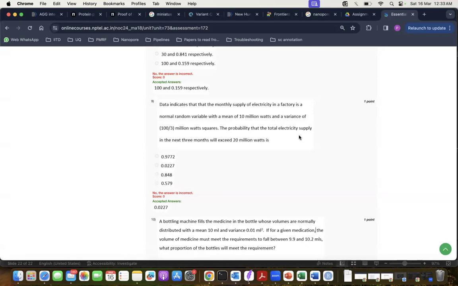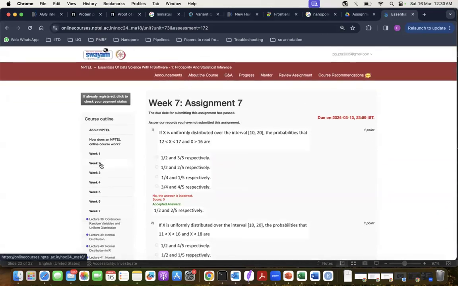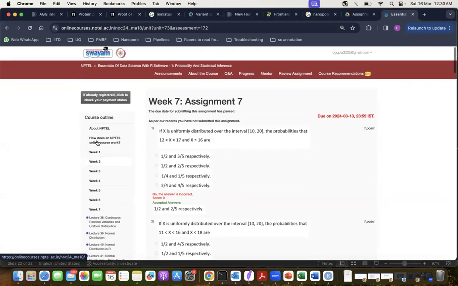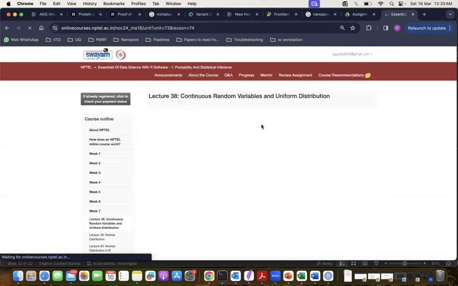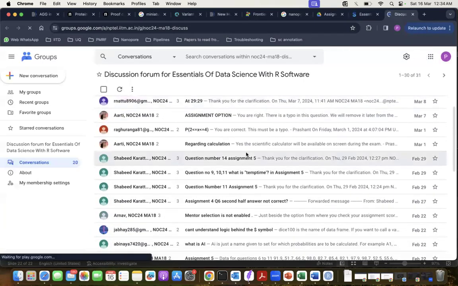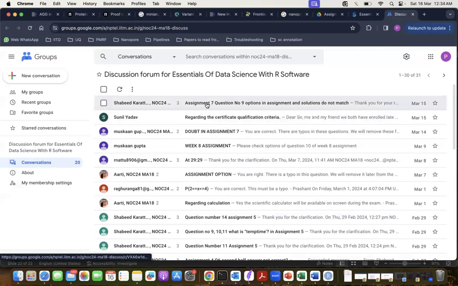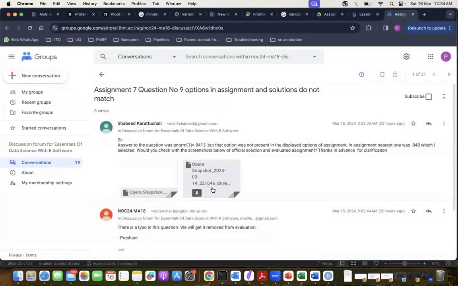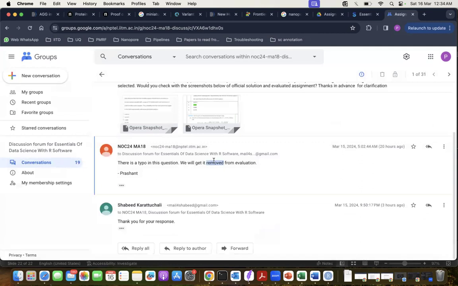Where is the discussion forum, ma'am? This thing, in the Q&A. You write continue, and then it will take you to a Google form. Some of the people have already put this. We'll get it removed from the evaluation. It's already done, so it will get sorted. Nothing needs to be done.